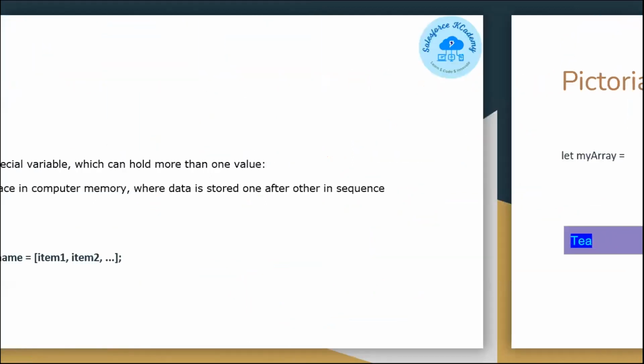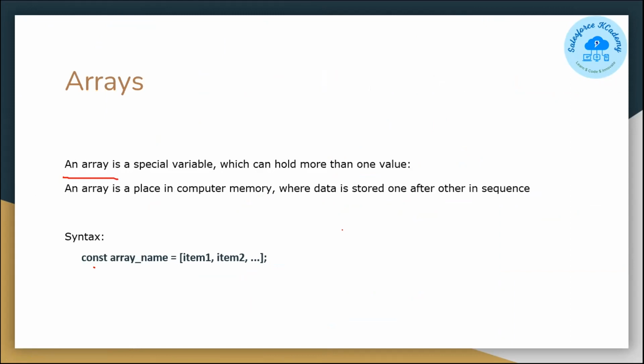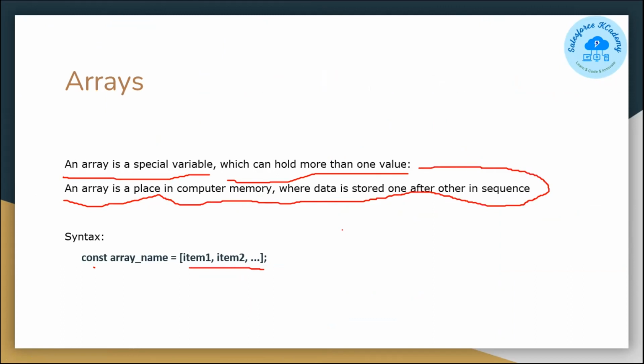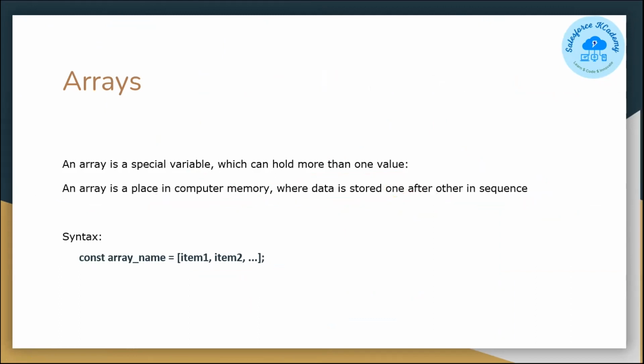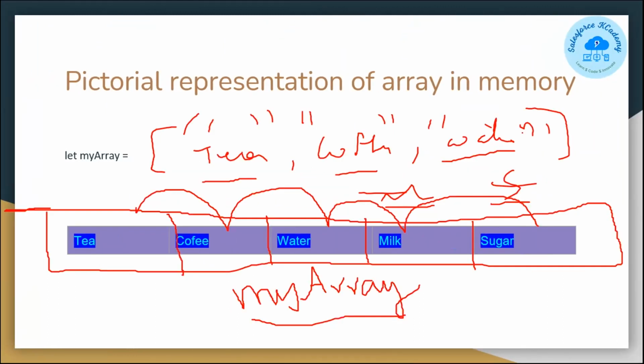If you go to the previous slide, what we have seen is that an array is a special variable which can hold more than one value. And an array is a place in computer memory where data is stored one after the other in a sequence. So that is what I have explained in this slide. Values are stored one after the other. And this complete memory in the computer is given a name, my array, or you can call it my list, or the ingredients for making a tea.